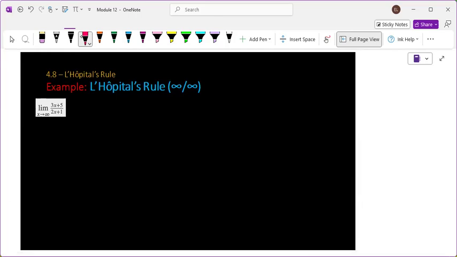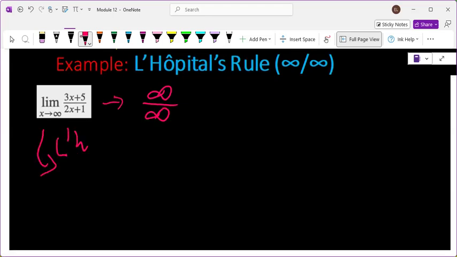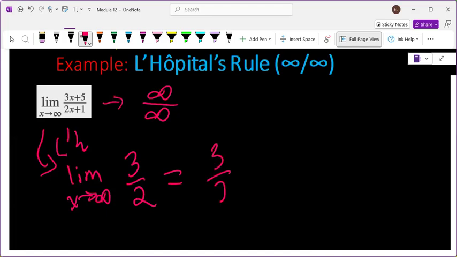So here is literally the middle example from up above. But now when I check, I plug in my infinity, yes, it's going to be infinity over infinity. So now I can apply L'Hopital. And we just get a constant, so that is what the limit equals.